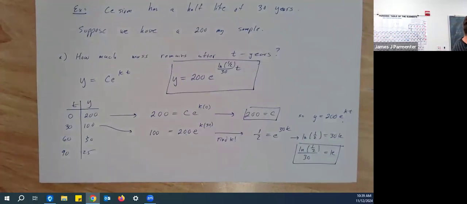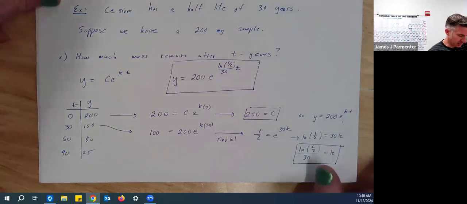Whatever the way I would phrase it, I would just phrase it as find a model for the amount of mass at time t. But this is how often the question gets phrased. In fact, I wouldn't even ask this question personally. I would ask the next question. I would say, find how much of the sample remains after 100 years. So you have to do all this work before you can answer the next question.